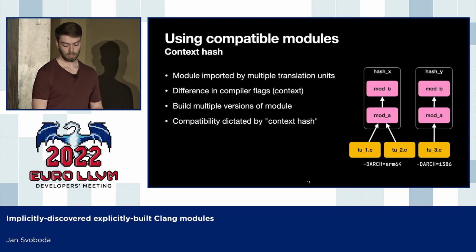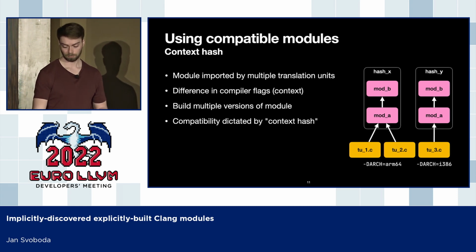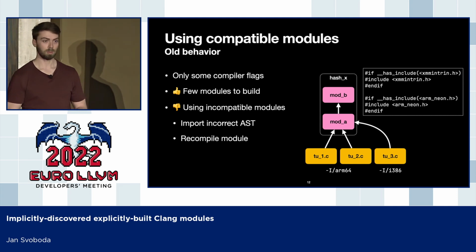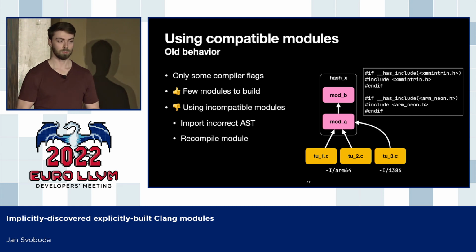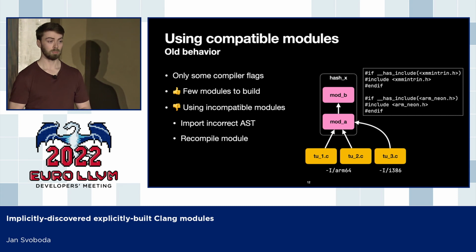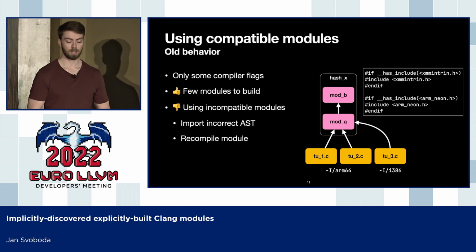On the right-hand side of the slide, you can see an example of a project where two translation units use the same version of a module because they share the same context hash X, and a third translation unit that uses a different version of the same module, since it has a different context hash Y due to the different define flag. In the implicit module system, context hash includes only some compiler flags, actually only a very small subset of them. That increases performance. The compiler simply doesn't build as many modules. The problem is that translation units may end up using modules that are not compatible.